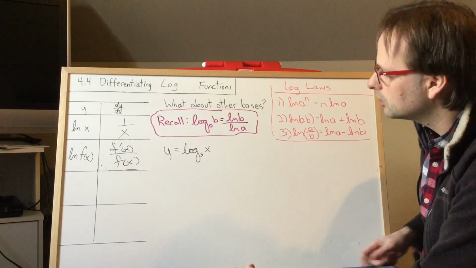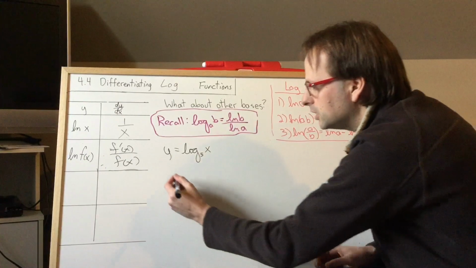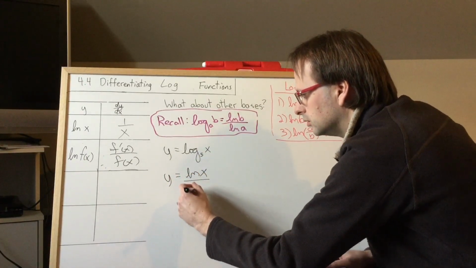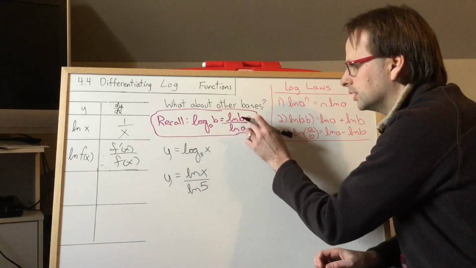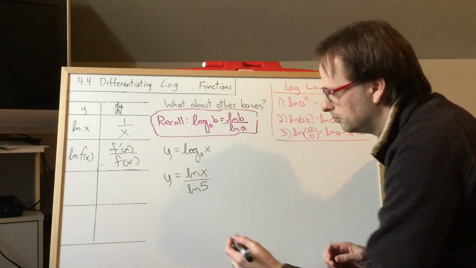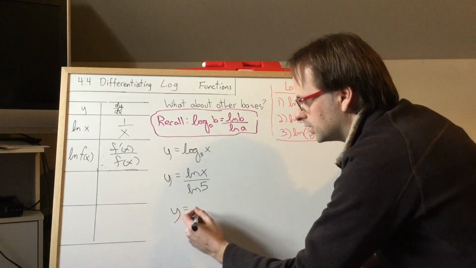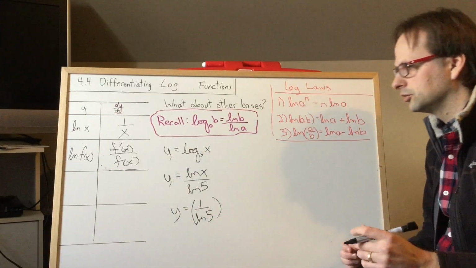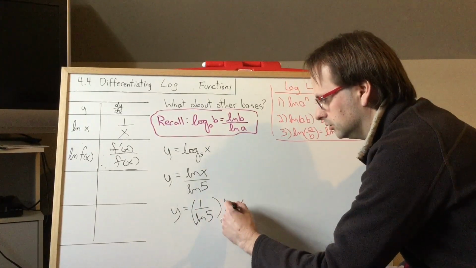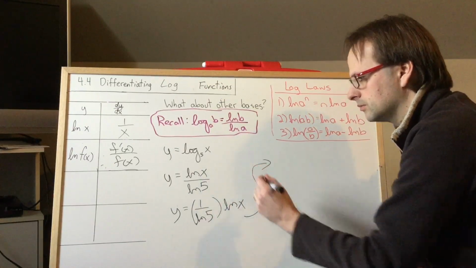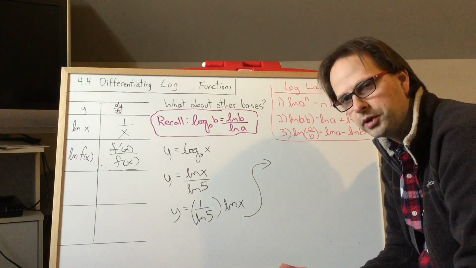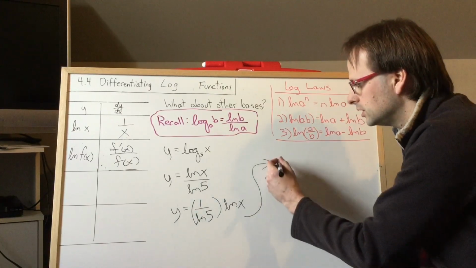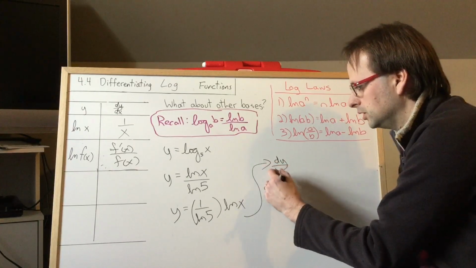If I have y equals log base 5 of x, using this change of base rule, I could rewrite that as ln x over ln 5, just using these properties, which are true. And I could write that again as 1 over ln 5, just split apart this whole thing, times ln x. After we do this question, we'll have a rule that we can use, and we won't have to go through these shenanigans every time. But when I differentiate this, it's actually pretty easy.